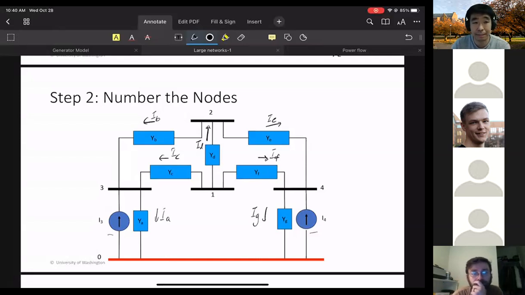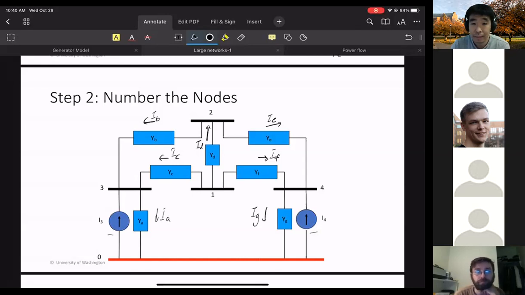This can be assigned arbitrarily, but for simplicity, this is the convention we'll use. It's lexicographical order, so 1 to 2, 2 to 3, 3 to 4, 1 to 4, and so on. When you have a current source, it's whatever direction the current source says. And for the reference, we'll say the current goes into node zero, because we're thinking of node zero as a ground. Okay, so this is the ordering and direction of current flow. Any questions?